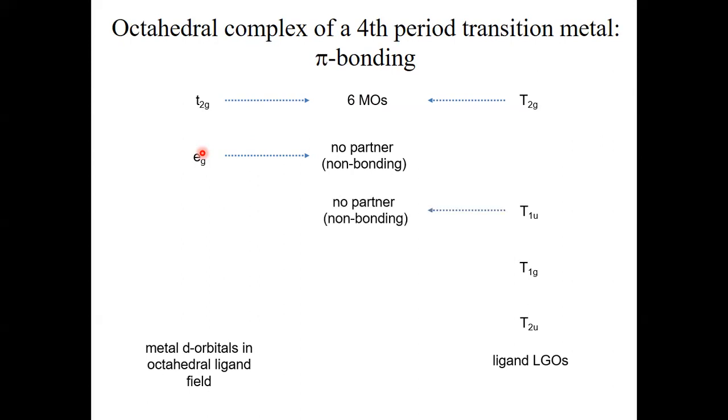And in addition to that, you see that the T1U ligand group orbitals don't find a partner. If we consider only interactions with the metal d orbitals, the T1G also don't find a partner, and the T2U also don't find a partner. Okay, so that makes our life relatively simple. We only need to consider the T2G ligand group orbitals for bonding, and we can say that all the other ligand group orbitals just remain non-bonding. All right, so now with this knowledge, we can modify our molecular orbital diagram so that the effects of pi bonding are now included.